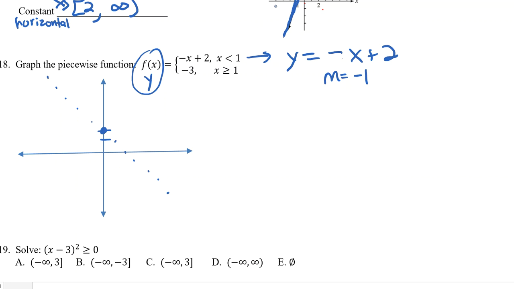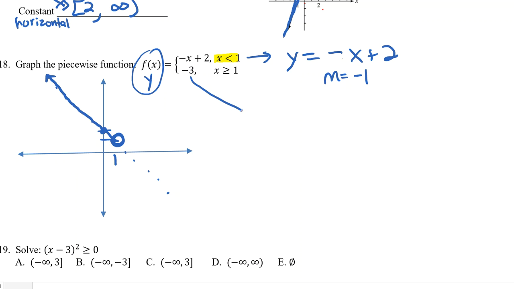But I don't want the entire line. Its domain is only the values where x is less than 1. So I find this point right here, and I only keep this part of the line when x is less than 1. Oh, and I should make that an empty circle because it doesn't say equal to. So let's make that an open circle.